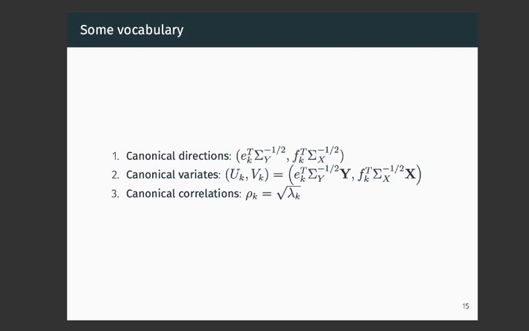I've used quite a bit of vocabulary, so I just want to make sure we're on the same page. When I talk about canonical directions, what I mean are the linear combinations, or the coefficients of the linear combinations. The canonical directions would be the eigenvectors transposed times the inverse square root of the covariance matrices. The canonical variates themselves are those linear transformations, so you would get the canonical variates by applying those canonical directions to both y and x. Finally, the canonical correlations are what I called rho k, the correlations between uk and vk. And we saw that it's also equal to the square root of lambda k.